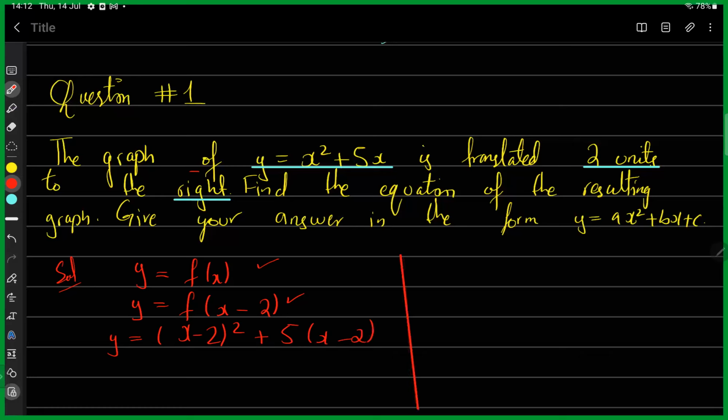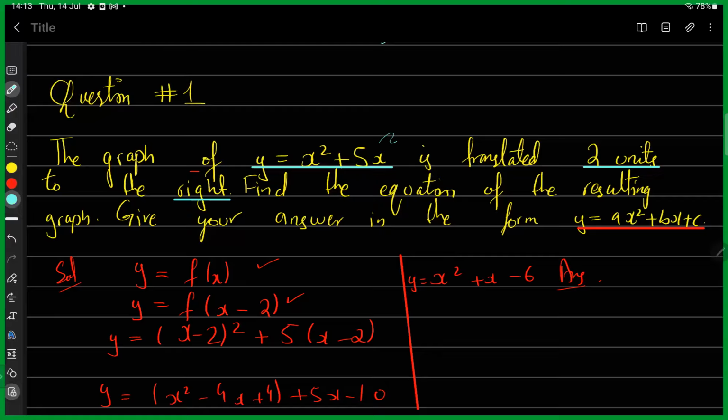Now, obviously, I need to expand this entire thing because I've been told that I need to give the answer in this form. So I can write it as y equals x squared minus 4x plus 4 plus 5x minus 10, and it would become x squared plus x minus 6. So this would be the new graph. This is the last thing for today. Let me just explain this again, and then you guys are free from my side.